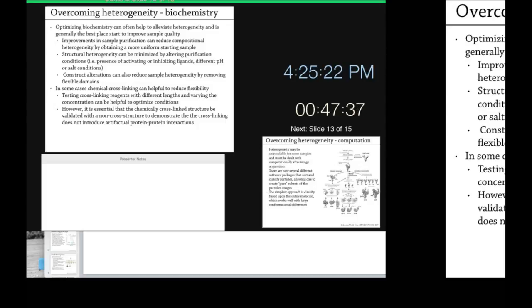But sometimes if you're looking at a complex, switching tags from one component to another can make a huge difference in the yield and in the purity.